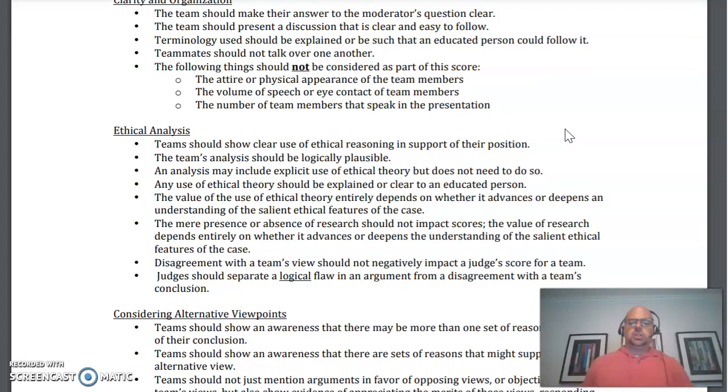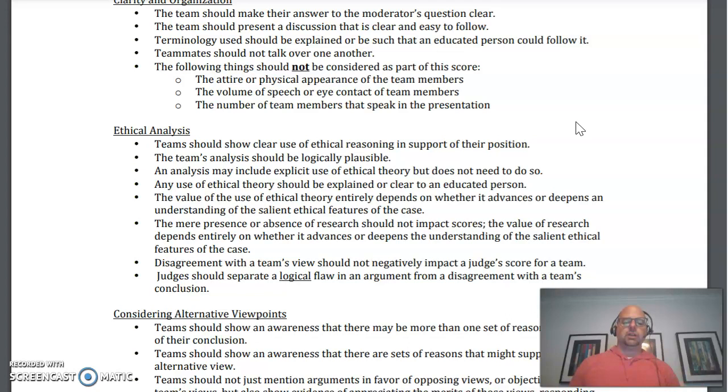One of the things we did when we revamped the scoring guidelines is we wanted to really incorporate right into the guidelines things that we want to strongly discourage judges from taking into account. So I want to walk through this as well. These things should not be considered as part of the score. Attire or physical appearance of the team members should not be taken into consideration. The volume of speech or eye contact of team members should not be taken into consideration.